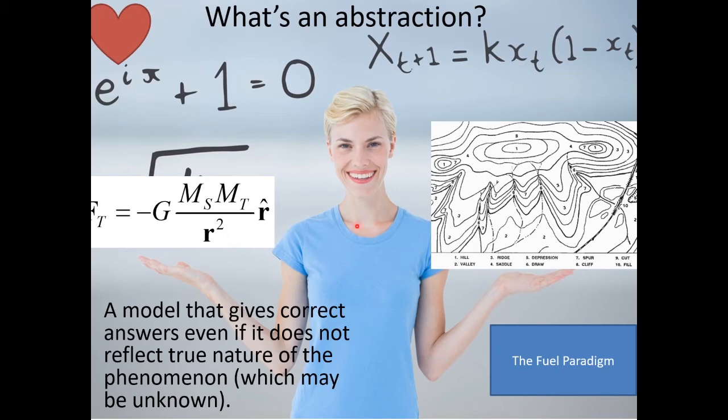Another abstraction we use is the contour lines on a topographical map. This allows us to use a two-dimensional map to give us three-dimensional information. Okay, this is an abstraction. You can't go out in your backyard and dig up the 200 meter above sea level line with a backhoe. You're not going to do that. This is just an abstraction.